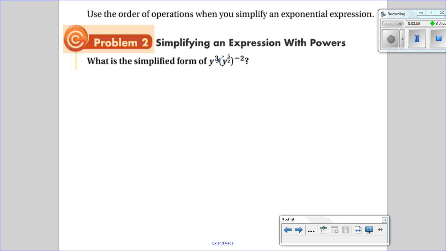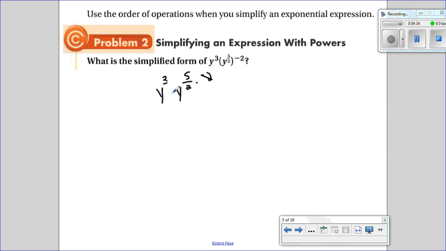Now, what if we have a power, y to a power times y raised to another power, which is also raised to a power. So an exponent raised to an exponent. And we have to simplify this. So how does that work? Well, what we want to do is think order of operations. We do the power first. So we're just going to leave y to the third as is. And we're going to take y to the 5 halves times -2.